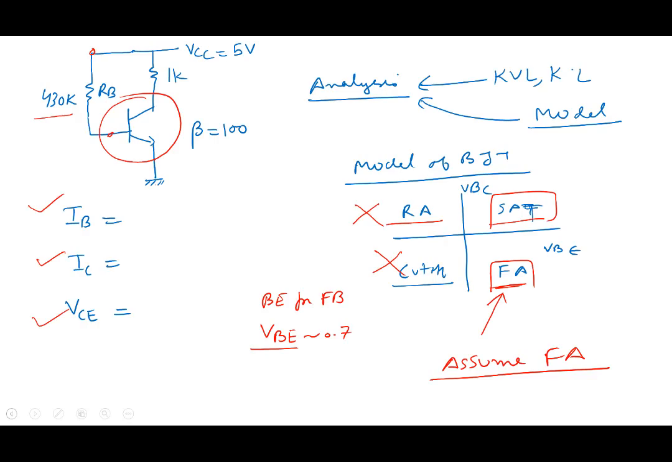Let's write: IB is 10 microamperes, IC is 1 milliampere, and VC is 4 volts. Is this the result everyone else is getting? Let's quickly go through it, the idea is straightforward, as we said here.